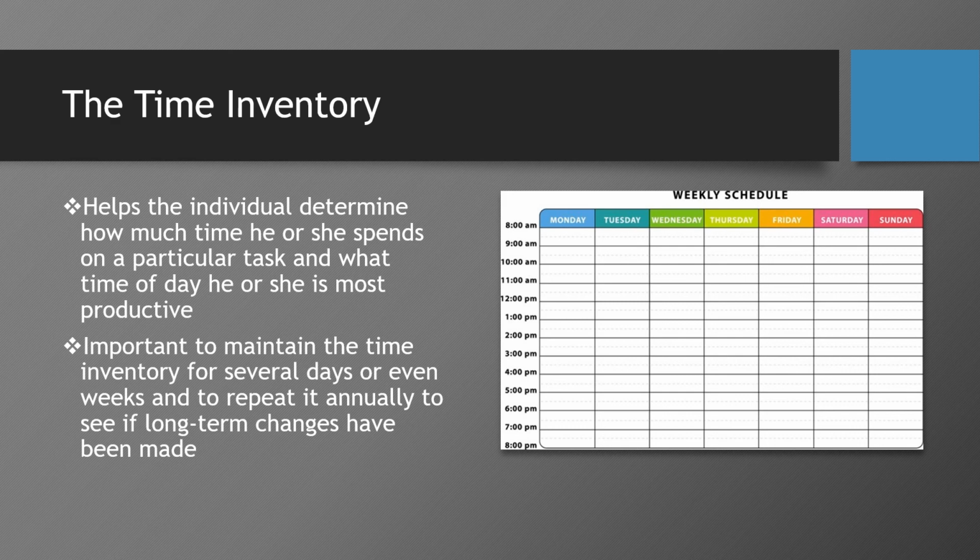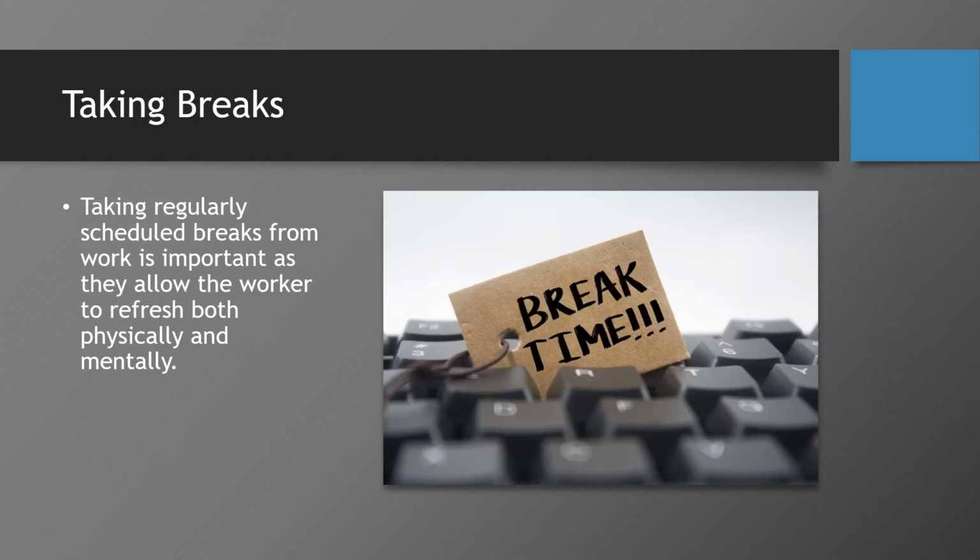A time inventory will help individuals gain some insight on how much time is spent on a particular task and when the individual is most productive during a day. This time inventory can be used to objectively identify patterns, but this may take several days or several weeks. And as we finish up this chapter, taking breaks is important for the leader. Taking regular scheduled breaks from work is important as they allow the worker to refresh both physically and mentally.